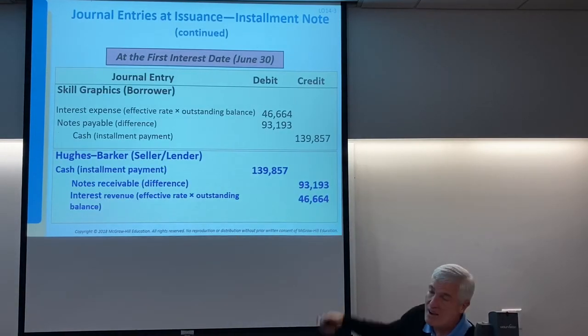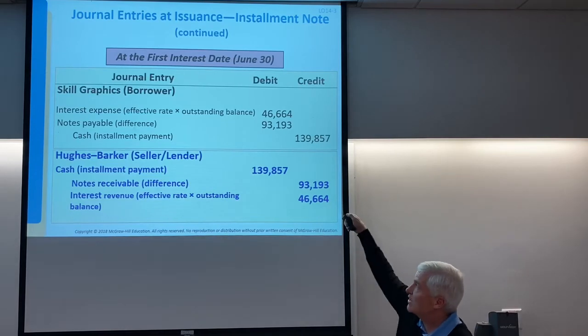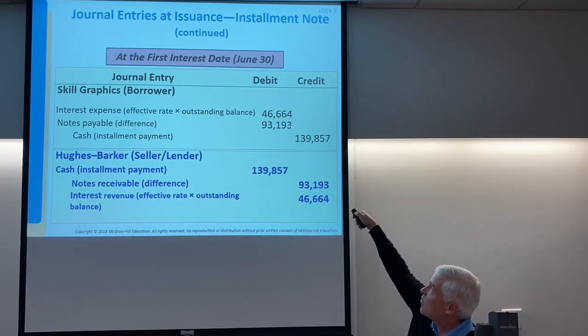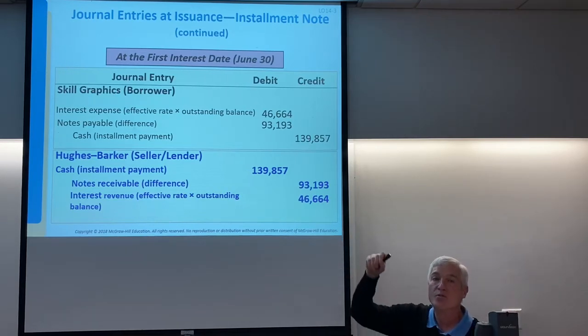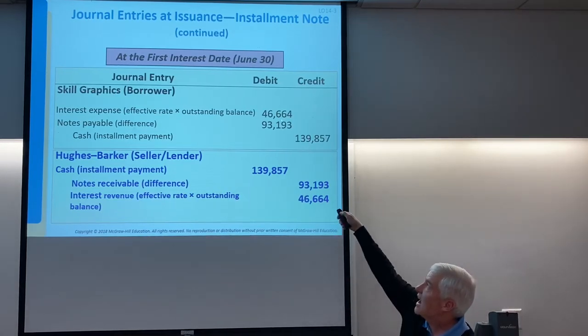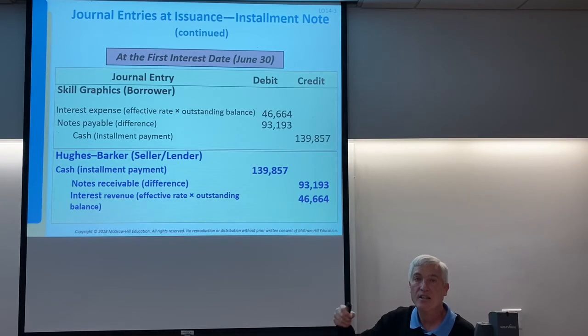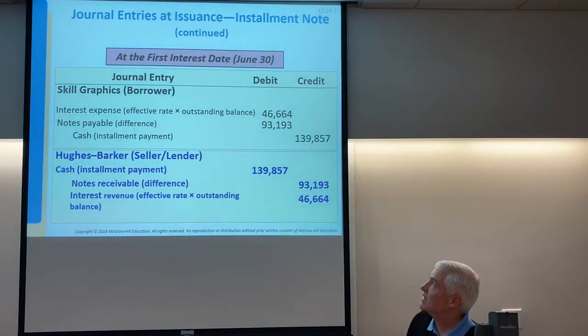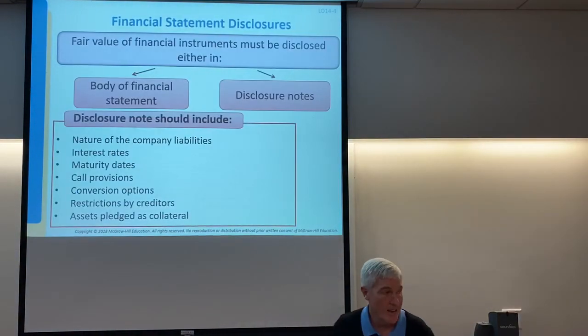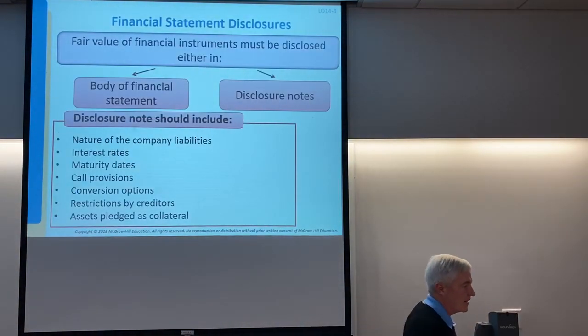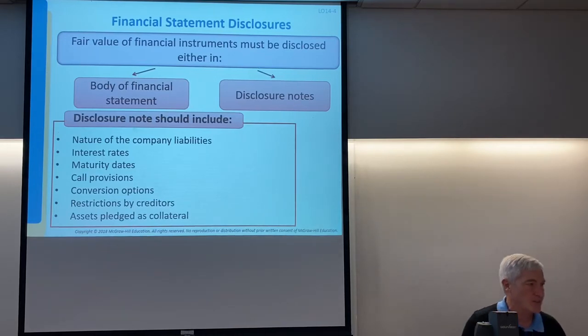And so here's our entry. How much do we pay? $139,000. And this journal entry just reflects the fact that $46,000 of this $139,000 was for interest that we incurred. And the remainder reduces the notes payable amount. Debits reduce liabilities, right? So that's a $93,000 debit that does that. And so again, we're really towards the end of this chapter now.